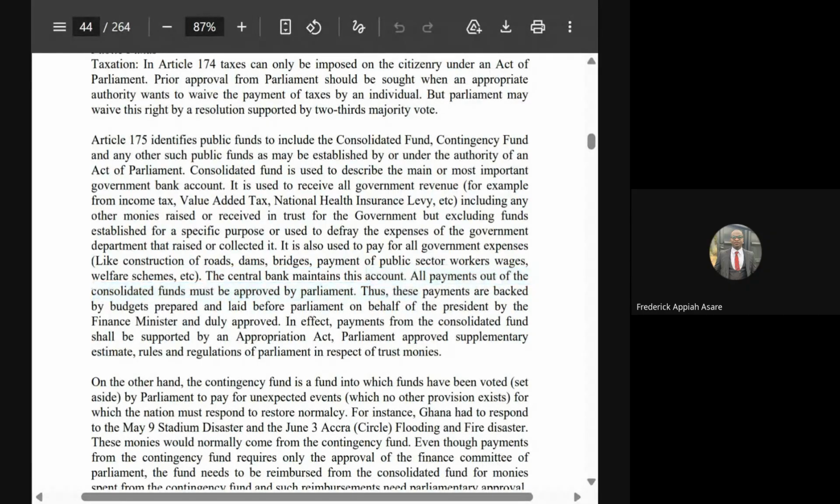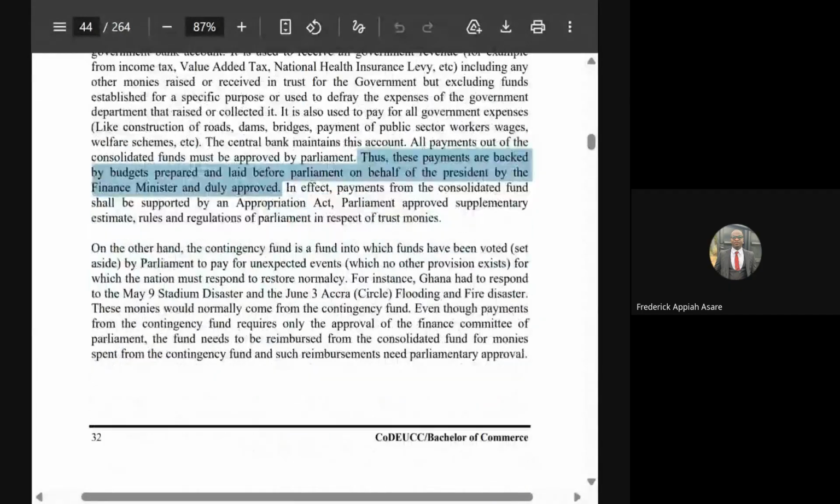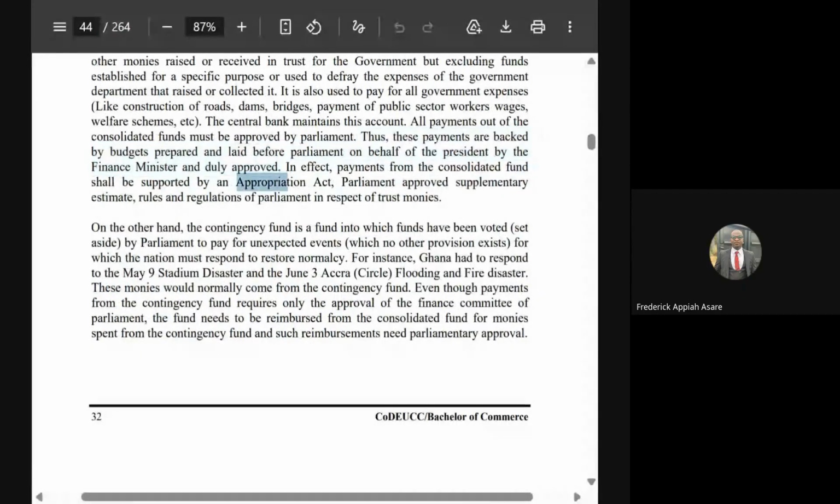Thus, these payments are backed by budgets prepared and laid before Parliament on behalf of the President by the Minister of Finance and duly approved. In effect, payments from the Consolidated Fund shall be supported by the Appropriation Act. So the Appropriation Act is the act, or they will send the appropriation bill to Parliament. When it is approved, it becomes an Appropriation Act.